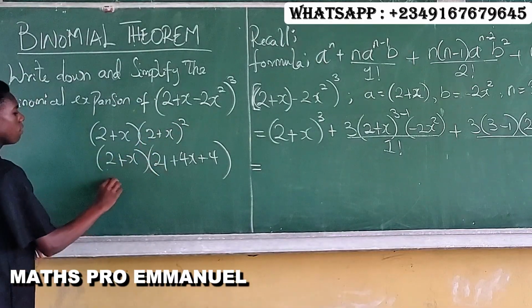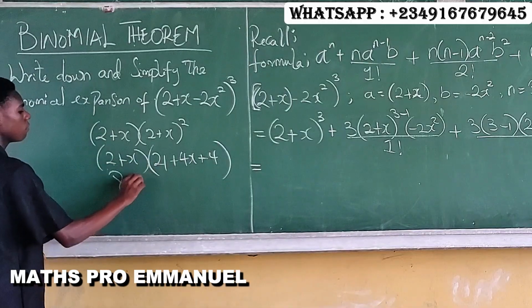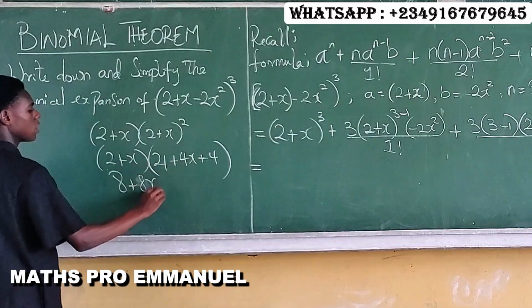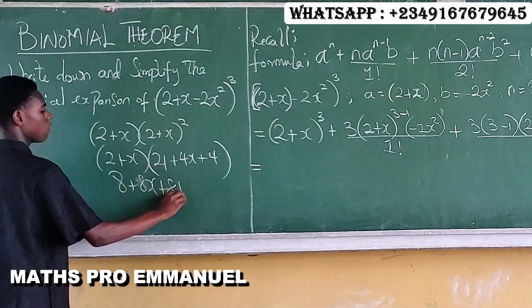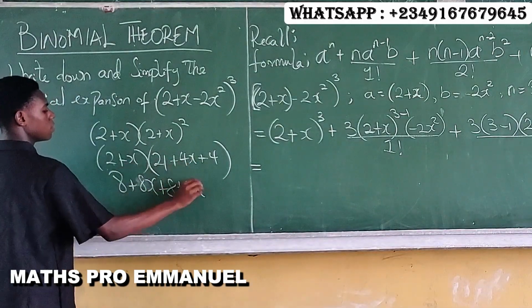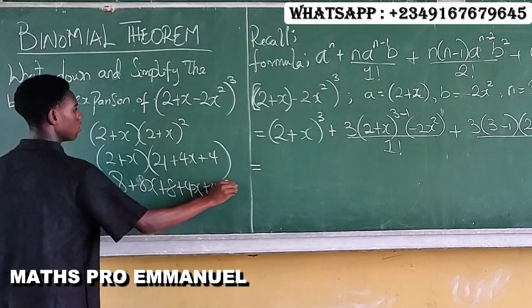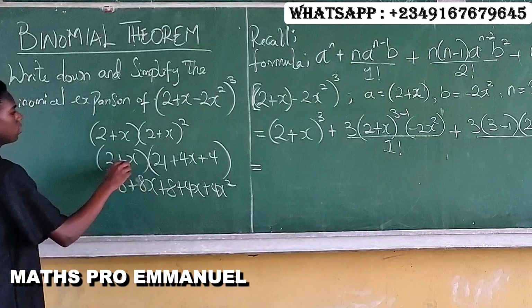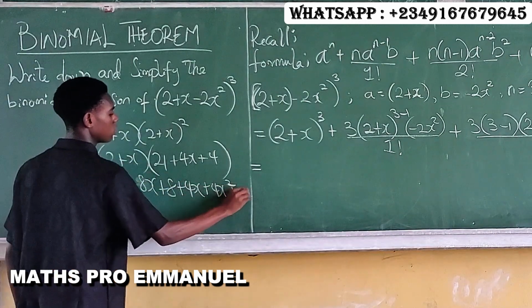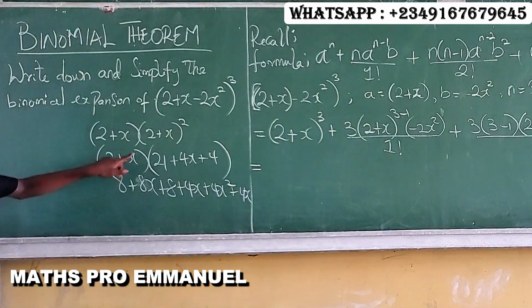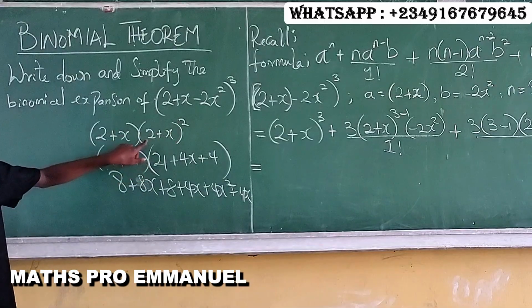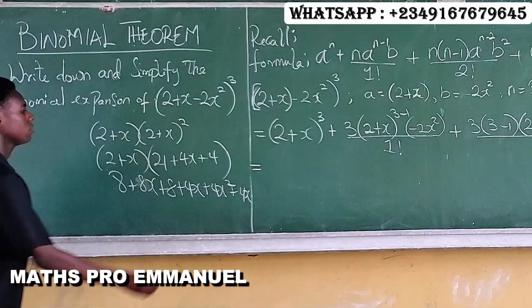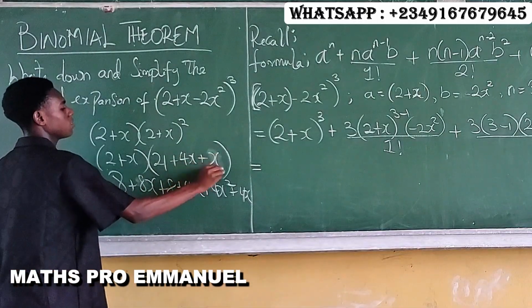Now I have 2 times this, I'll have 8. Then 2 times this, I'll have 8x. 2 times this, I'll have 8. x times this, I'll have 4x. x times this, I'll have 4x square. Okay, there's no square here. Then x times this, I'll have 4x. Verify, let me go again. 2 times this, you have 2x, and then x square. So here is x square. That was my mistake.